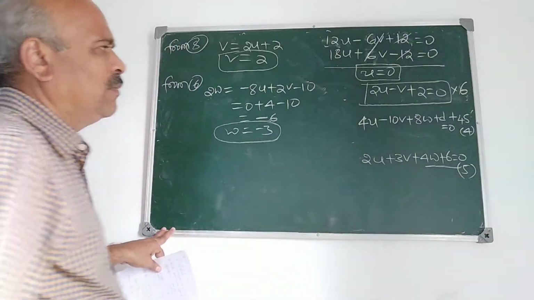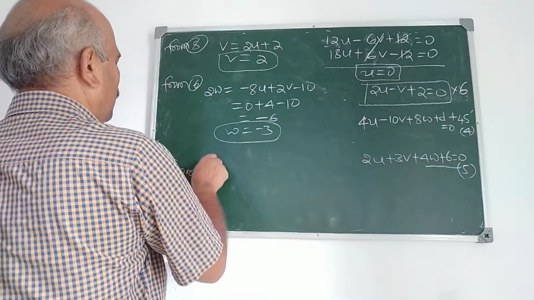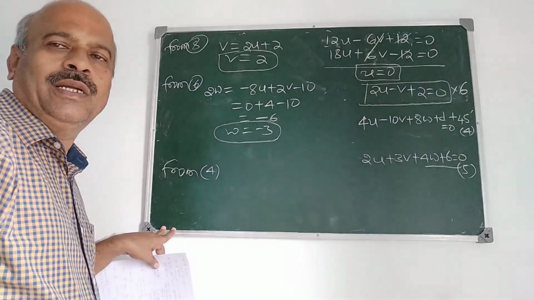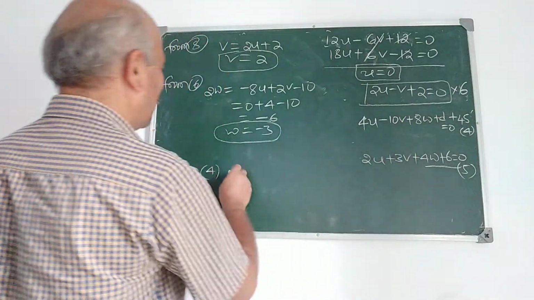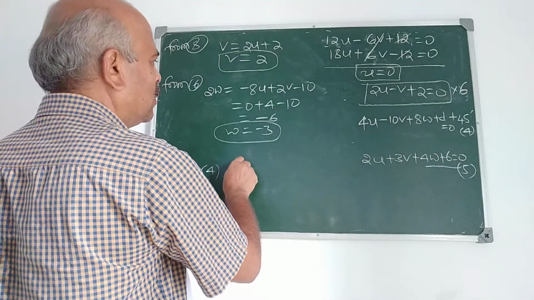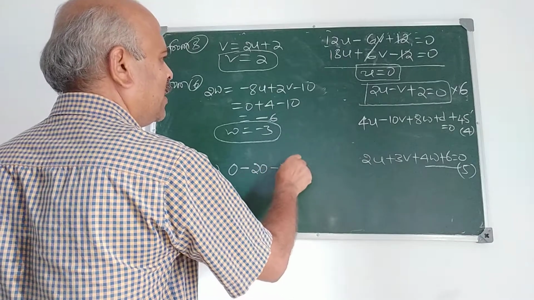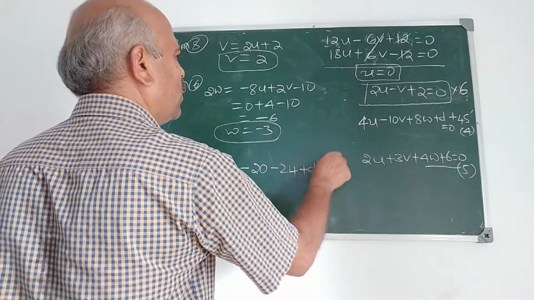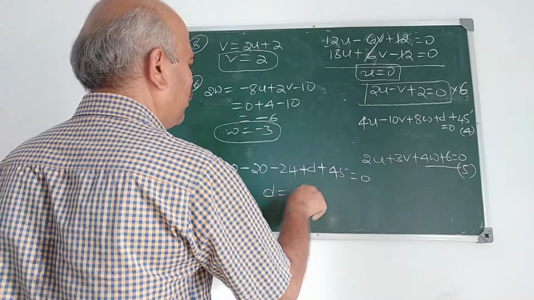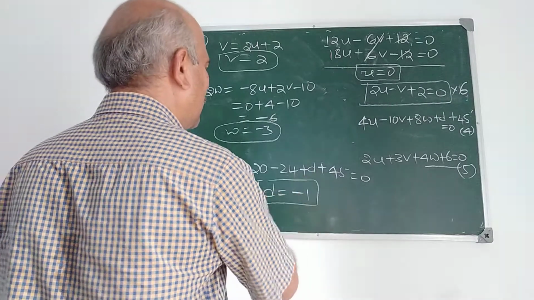Next we find out D. For that I prefer the fourth one, because I have that equation on the board. I take this equation 4. From 4, u is 0, minus 10v is minus 20, 8w is minus 24, plus d plus 45 is equal to 0. So d is equal to minus 44 plus 45, which is 1. So d is equal to 1.